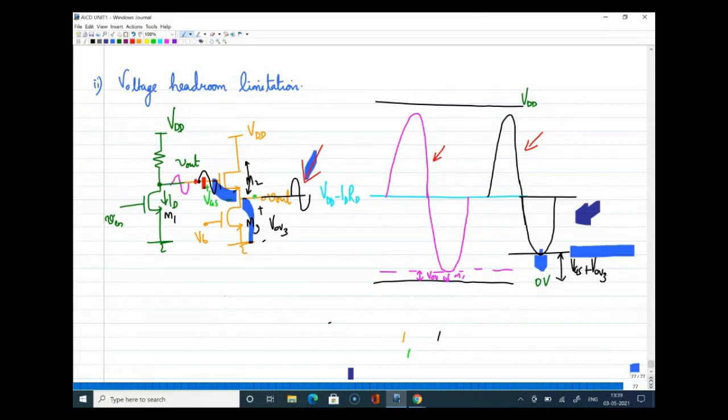In the first case, when there is no cascade connection, that voltage can go as low as VOV. But when there is a cascade connection of the common drain coming in, that node cannot go as low as VOV, because it has to maintain the saturation condition of transistor M2 as well as M3. So it has to be one VGS extra than that VOV. That is what I have marked here as VGS plus VOV. Is that clear?